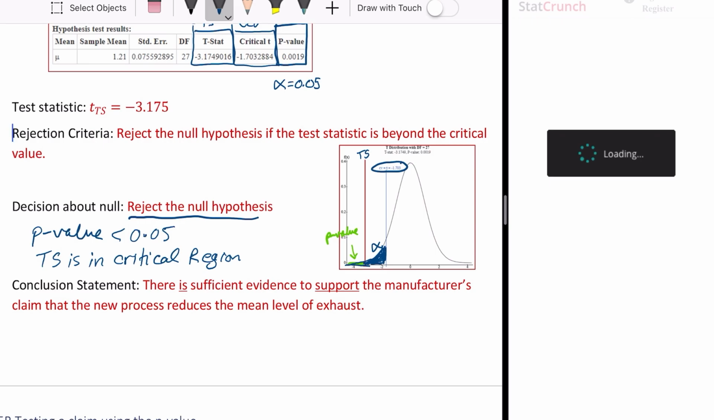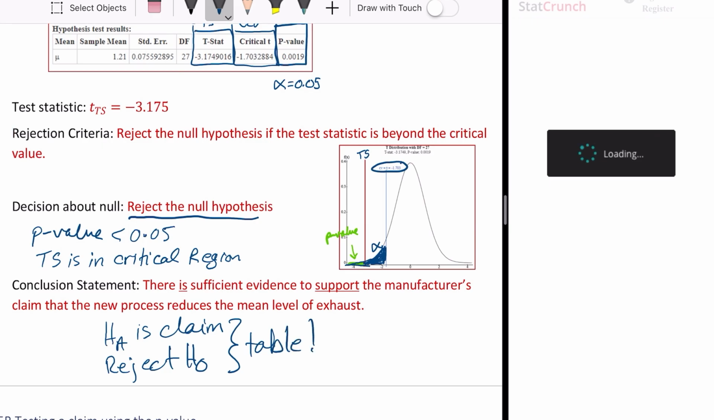So since my alternate hypothesis was my claim, and I rejected the null hypothesis, look at that table that's in your formula sheet and make sure you know how to make this statement about the claim. I would say there is sufficient evidence to support the manufacturer's claim that the new process reduces the mean level of exhaust. Okay.